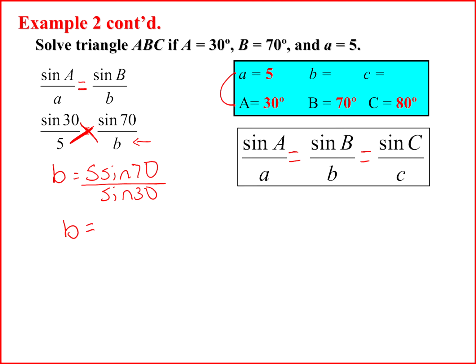So then if we work through this, you should get b equals 9.4. Again, make sure you're getting it in the calculator. Questions on setting them up, let me know. So then I know my b up here is 9.4.